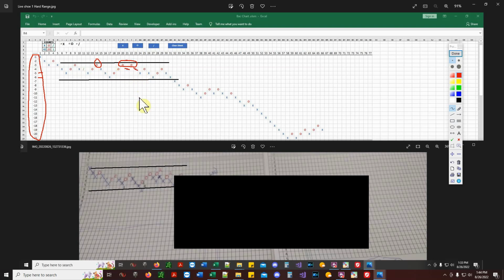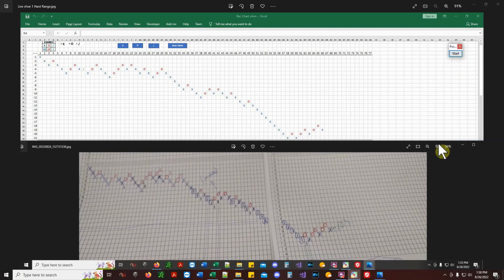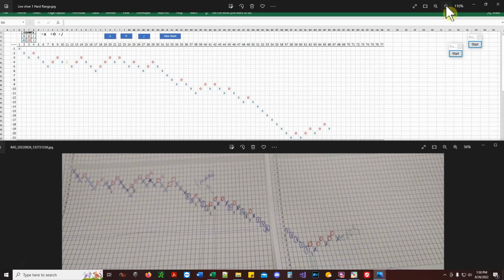Okay? These 2 established a major area of resistance. I should have gotten a minimum of 2 units out of this shoe. Now, if you look down on the real shoe, the real shoe is going to tell you a different story.